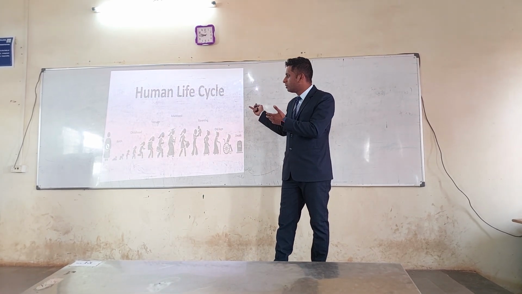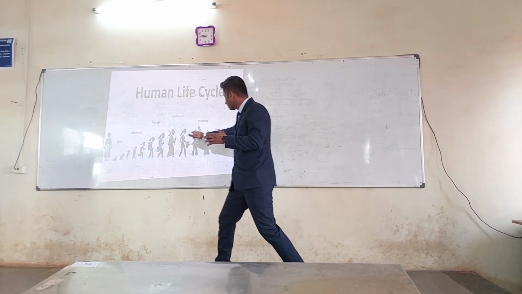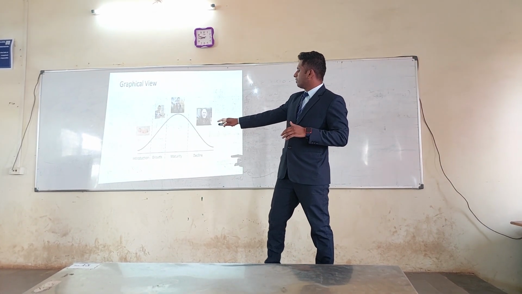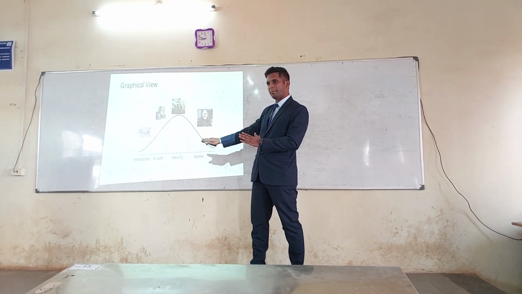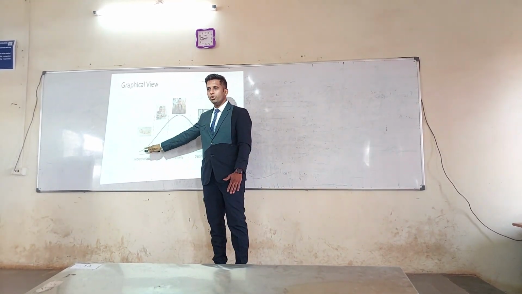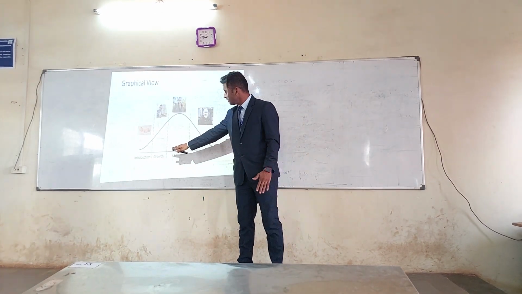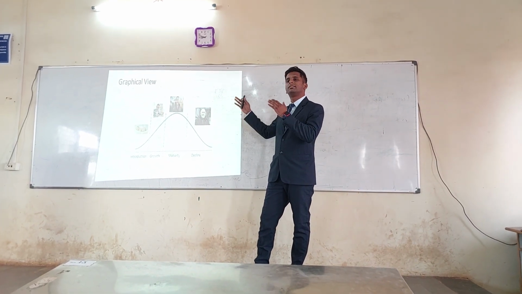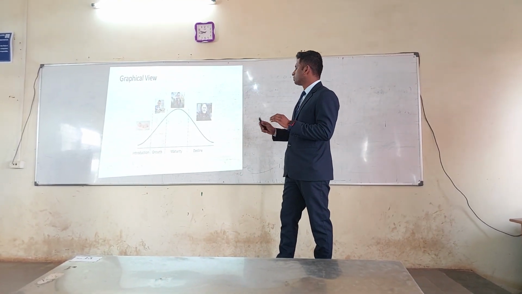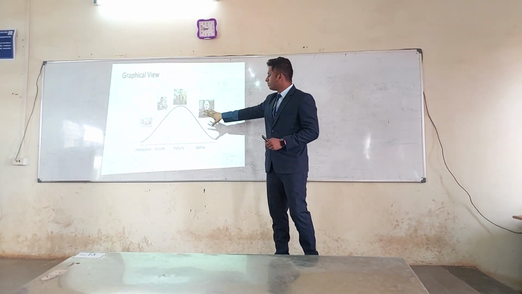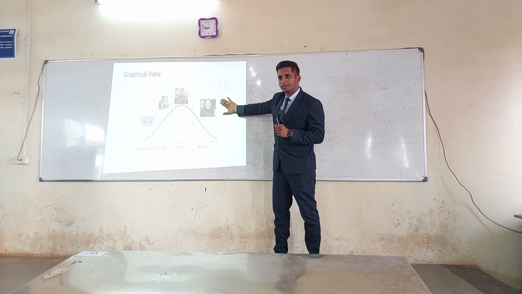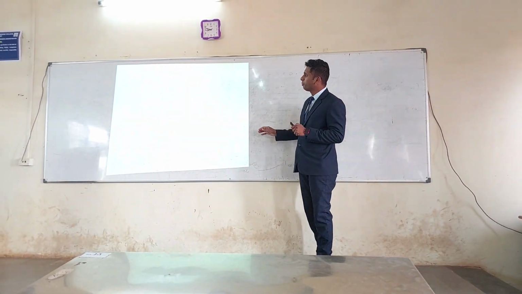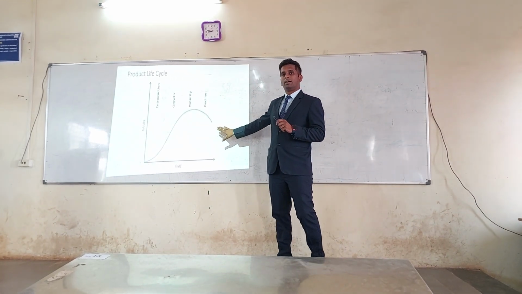If you see this in a graphical view, you see introduction, growth, maturity, and decline. In introduction, the newborn to school; growth, school to college; maturity, the working life and parenting; decline is from old age to death. So this is the graphical view. Now what you have to do is, instead of the human, you put the product in this graph. So this is the actual product life cycle diagram.